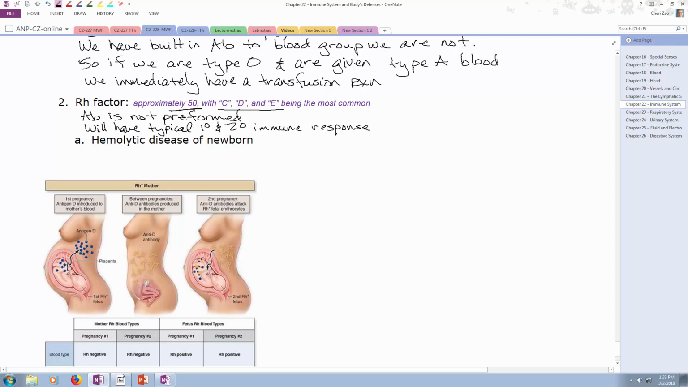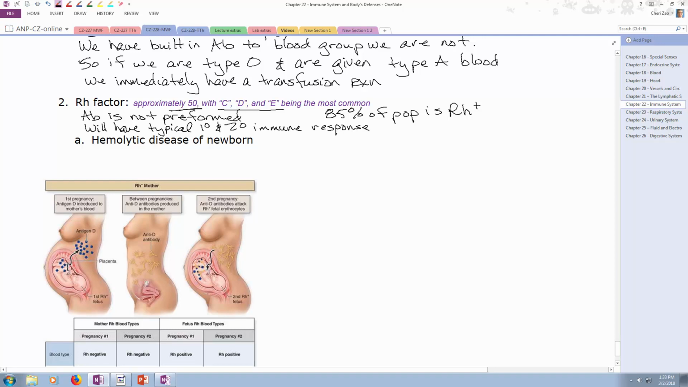So what this is important in is that we have a certain set of the population that is Rh positive and a certain set of the population that is Rh negative. And 85% of the population is Rh positive. What that means is that in addition to the ABO surface markers, the cell will either have an Rh marker or not. If it has the Rh marker, it's called Rh positive. If it doesn't have the Rh marker, it's called Rh negative.